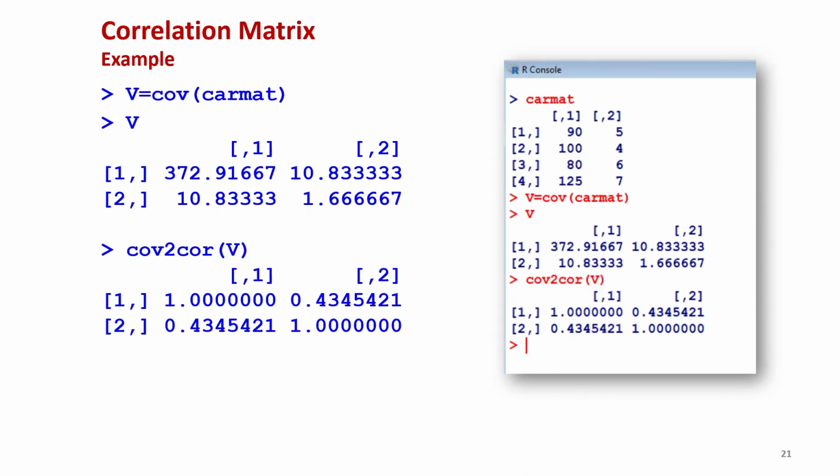And similarly, because you already have obtained the covariance matrix, which I am trying to store as V, V is now the covariance matrix of car mat. If you try to see, V is here like this, which you obtained earlier. If you try to use the command cov2cor, then the covariance matrix will be translated into a correlation matrix, which is very easy, right.